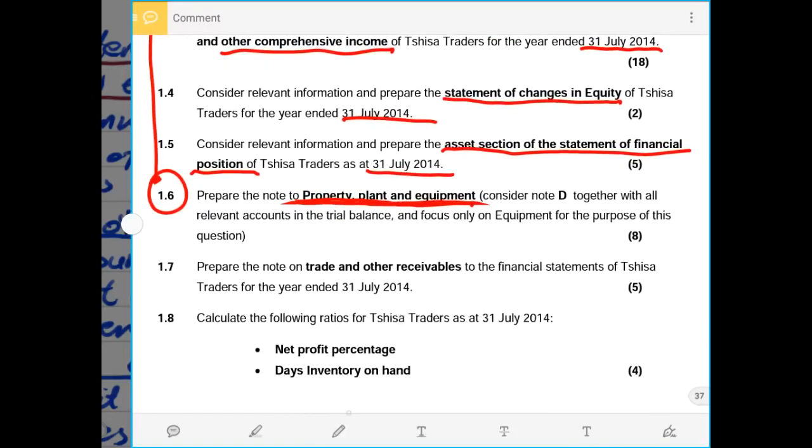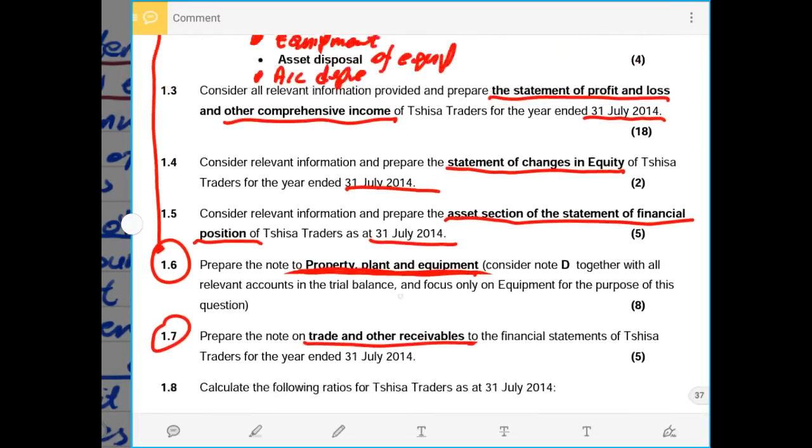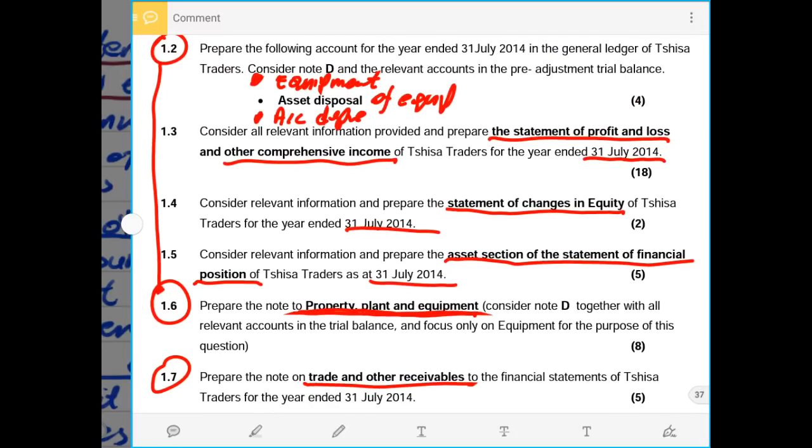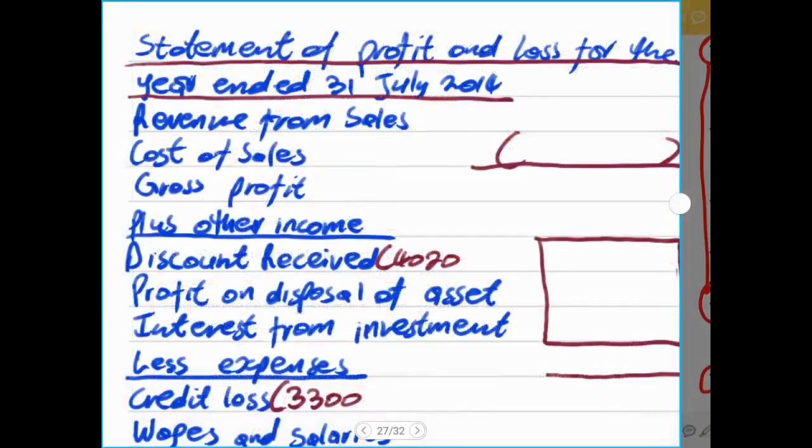Then we are required under 1.7 to do the trade and other receivables note, but I don't think I'll have time to do it today. So now we have to start with the template, as I always recommend that you do the template for all your financial statements, do the ledger accounts for specifically the asset that was disposed, and also do the template for the property, plant and equipment note. That's the strategy I always recommend to students, because it just makes things easy.